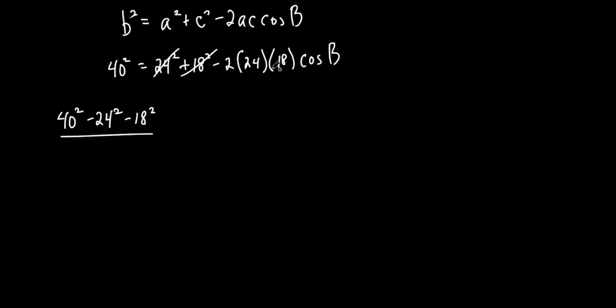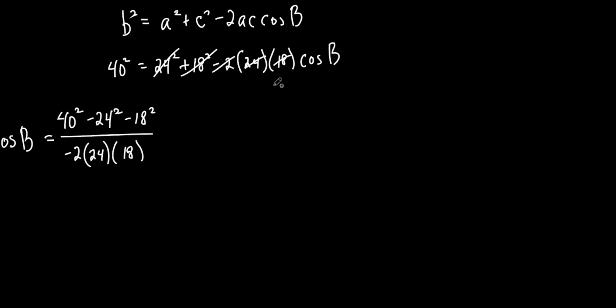But on the other side, I definitely have to show it. So what am I doing? How do I get rid of that negative 2? Divide by negative 2. How do I get rid of that 24? Divide by 24, divide by 18. So I got rid of this, this, and this. So what do I have now? I got the cosine of B is equal to all this.